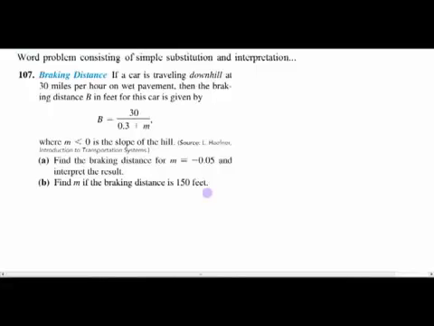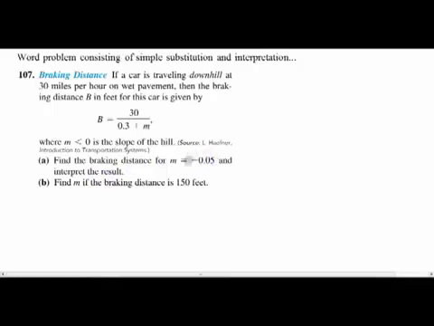This problem is a word problem consisting of just simple substitution and interpretation. If a car is traveling downhill at 30 miles per hour on wet pavement, then the braking distance b in feet for this car is given by b equals 30 divided by 0.3 plus m, where m less than 0 is the slope of the hill. Find the braking distance for m equals negative 0.05 and interpret the result.